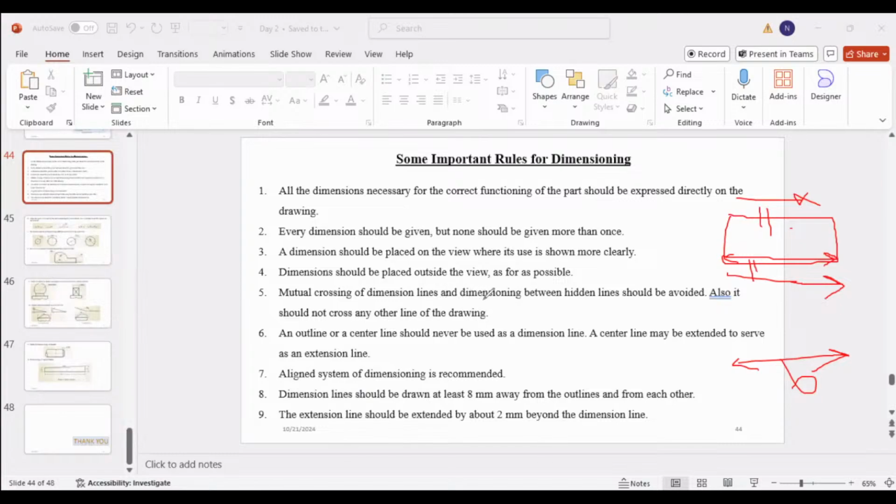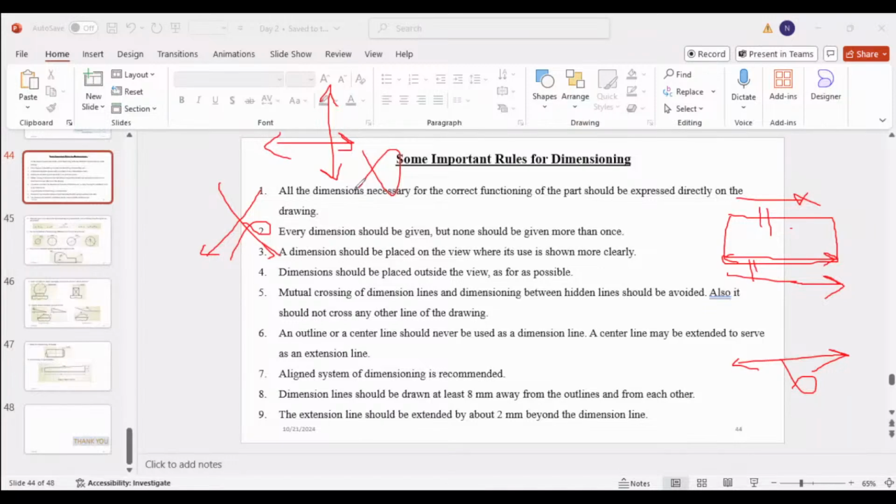Then the mutual crossings of dimension lines and dimension in between hidden lines should be avoided. Okay. Dimension line එක ගත්ත for example, if you take a cube. Dimension line අතර එකක් අනික මතින් යන්න බෑ, කැපෙන්න බෑ කියලා කියන්නේ. So dimension lines should not go like this. Either this is, let's say, a dimension line and the other one is going like this. So this is wrong. Okay. So you have to avoid mutual crossing of dimension lines and dimensioning. ඒවා අතර ඒවා අයින් වෙනවා.